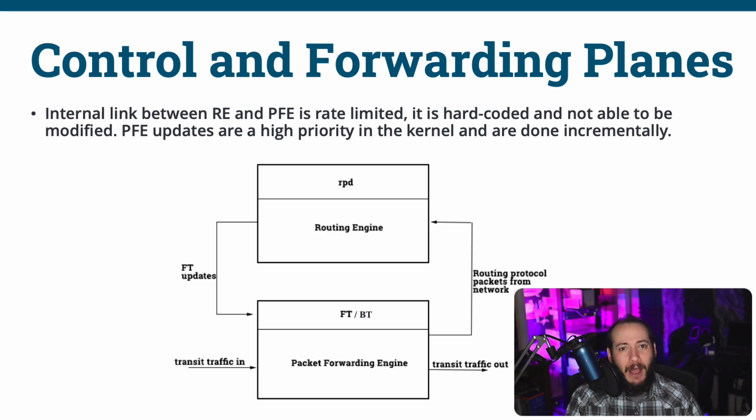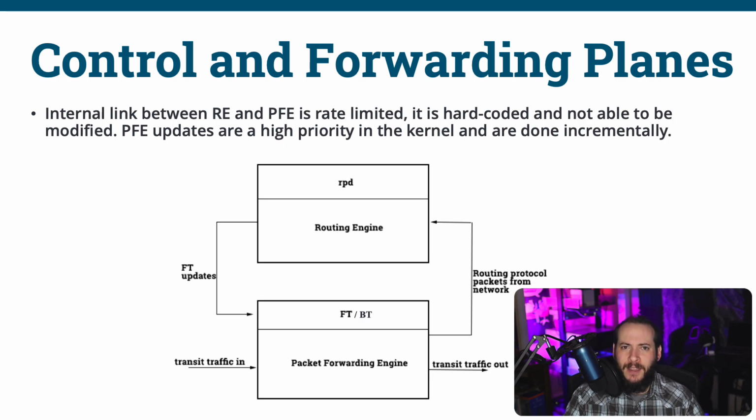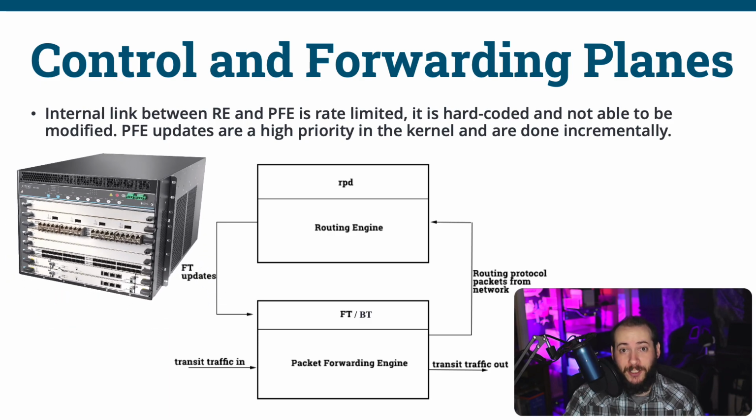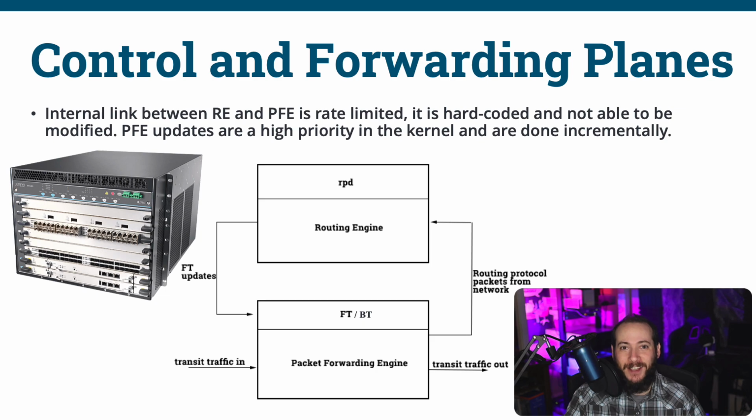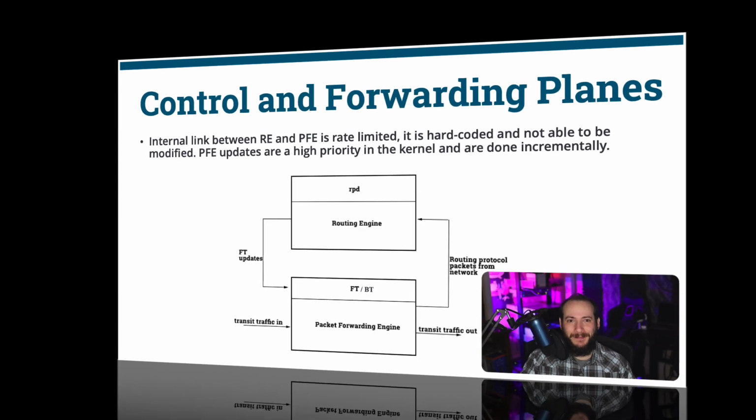So, now that we've reviewed the RE and PFE relationship, it's time to expand on that by considering how the EX switch responds to the three types of traffic we identified earlier: unknown source, known destination, and unknown destination. Especially considering that we could potentially have a large modular chassis switch with many PFEs, as a PFE represents a line card, and multiple routing engines potentially. First, let's take a look at unknown source.